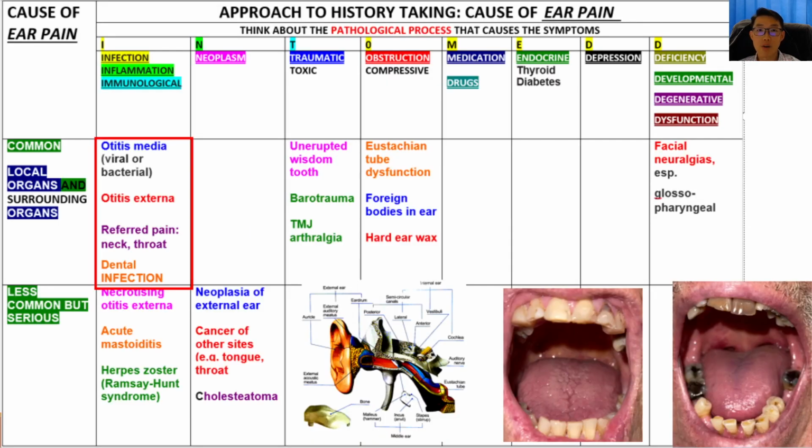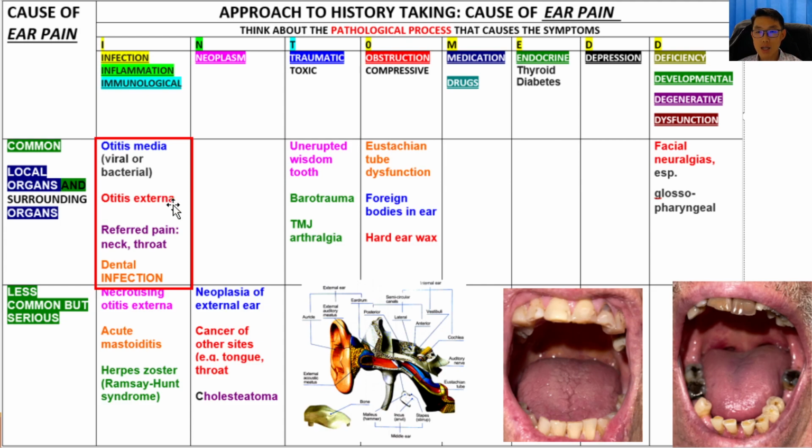So here is a table of common and uncommon causes of ear pain. In the first row, we have got common causes, which looks at local and surrounding structures. First, we have got infective cause. Infective cause include otitis media, which is infection of the middle ear. It can be viral or bacterial, and perhaps one of the most common cause of ear pain.